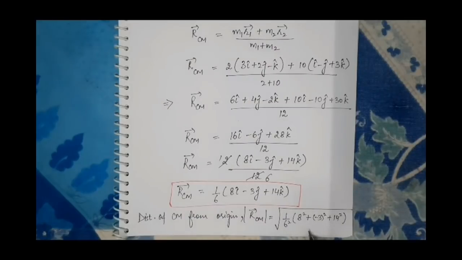But units can be meter, centimeter, kilometer. So what you will write: after solving this, suppose the answer is 30 units. But we don't know the units, meter, centimeter, kilometer, so we will just write units. Its answer will come out to be 2.73 units.